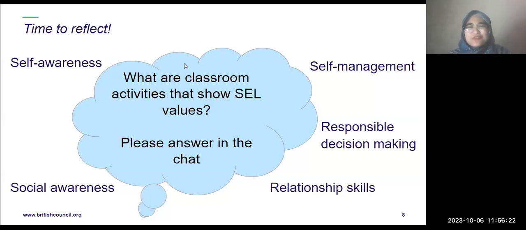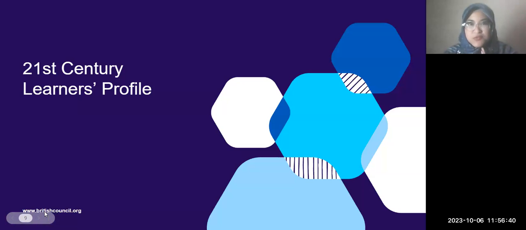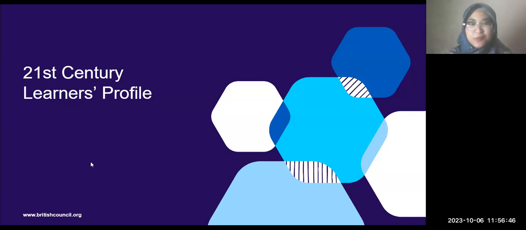Now, why do we need to compare that to 21st century learning skills? Now here is next. Okay, so now what is the 21st century learners profile? Have you known what the 21st century skills are? Perhaps you can type on the chat box first. Perhaps you have ever known this 21st century learners profile.